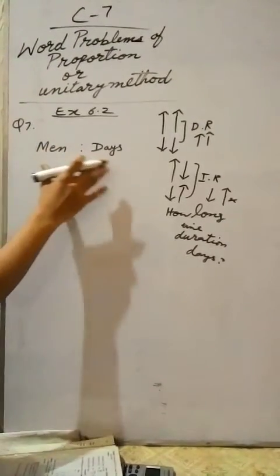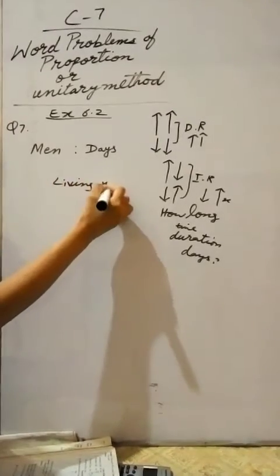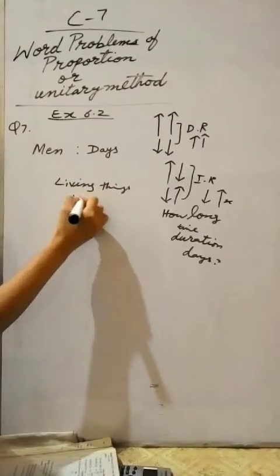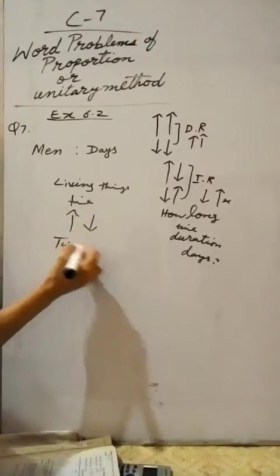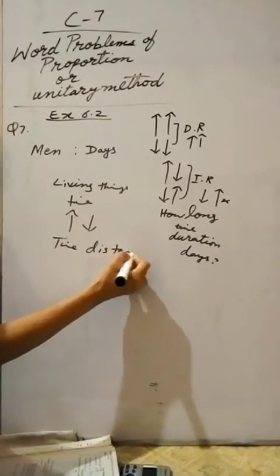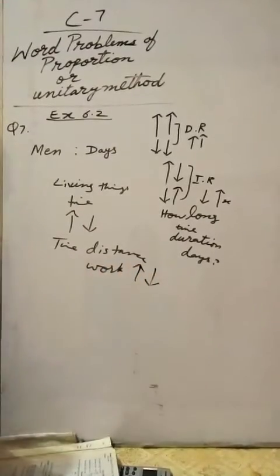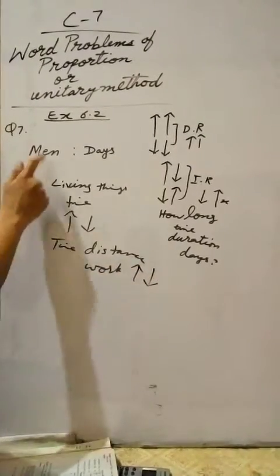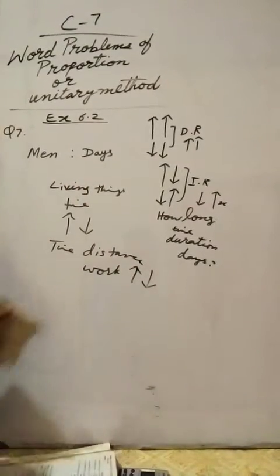in living things or in time. Living things or time always have inverse relationship. Time, distance, work always have inverse relationship. So when we have men or days, living thing or time, we always have the inverse relationship.